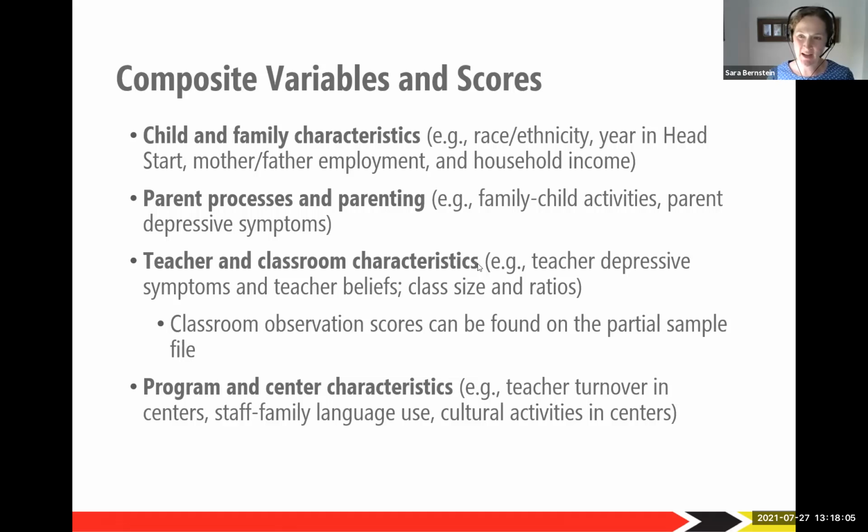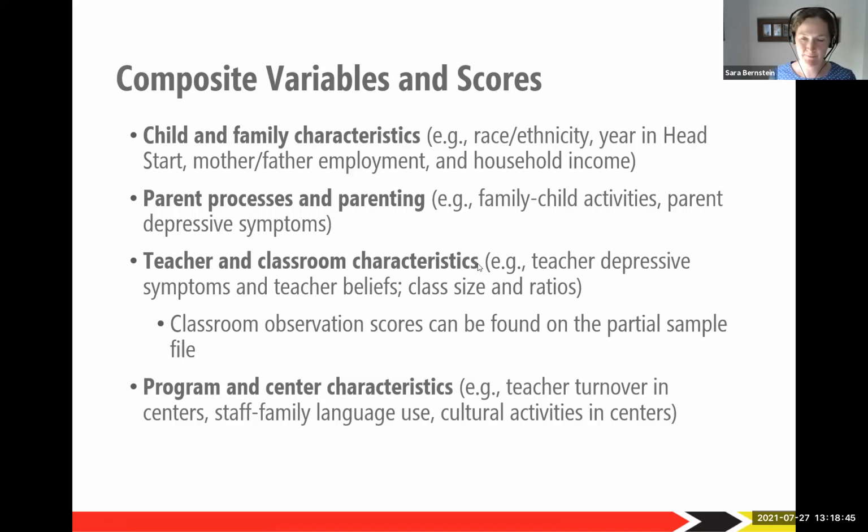Some of the other types of variables and scores that we have on the file would be child and family characteristics. We've talked about a couple of these already: race, ethnicity, age of the sampled child and their mother's age, whether they were enrolled in Head Start for their first or second year, mother's and father's employment, household income. We also look at aspects of parent processes and parenting, like family-child activities, book reading and storytelling, healthcare access, parent depressive symptoms, food security, and household financial strain.